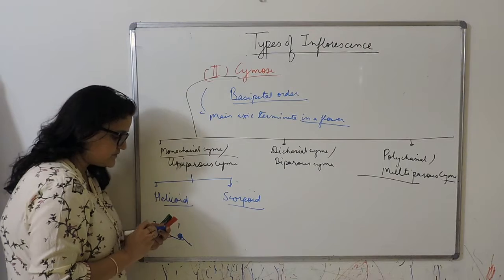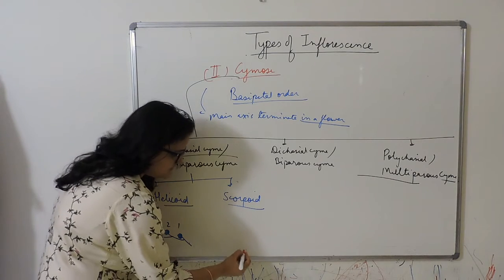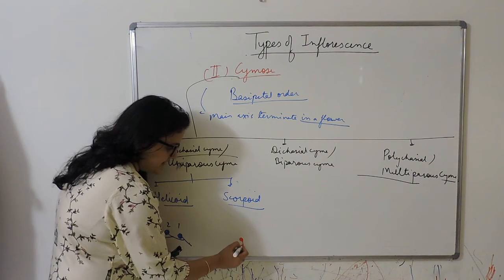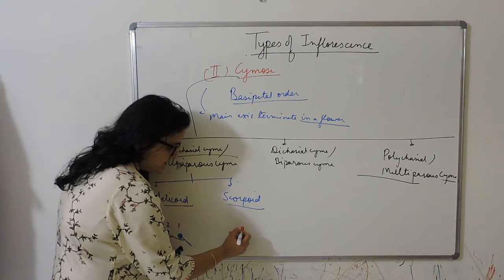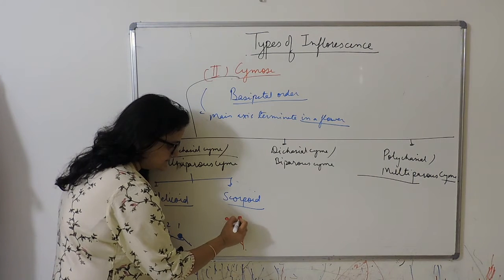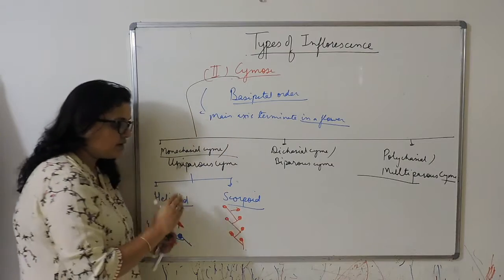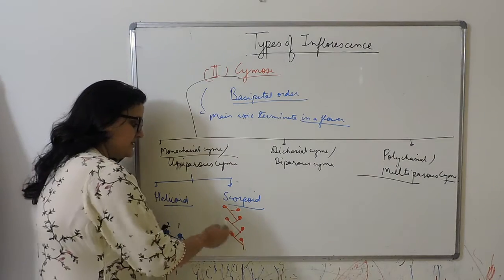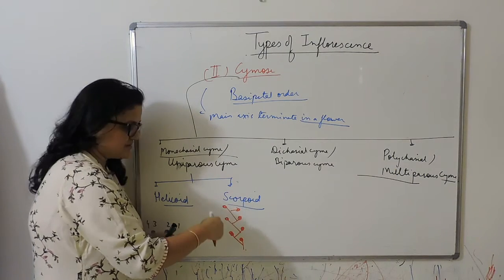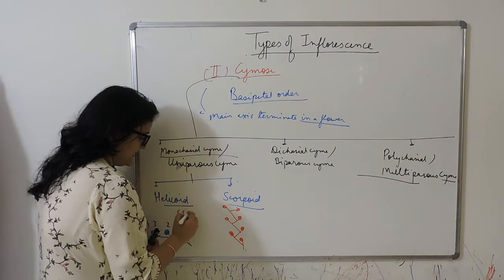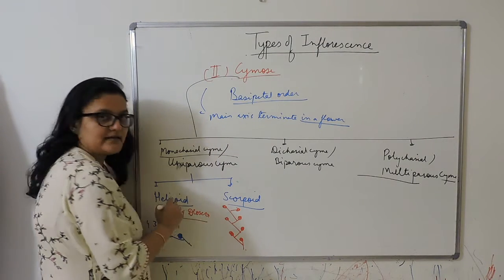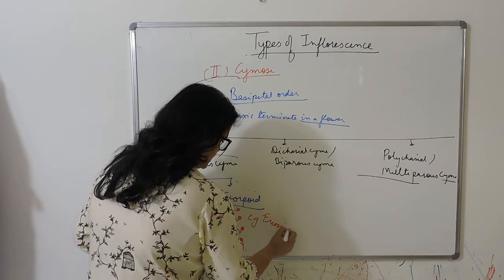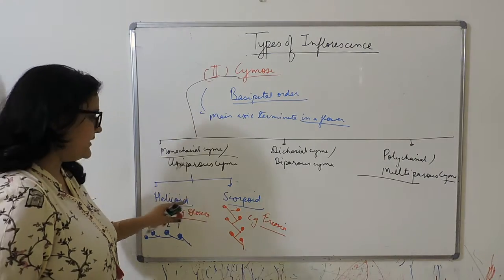But in the case of scorpioid, the main axis is converted into a flower, then lateral branches form again but on the opposite side. So the branches form first on the right, then left, right, left, like this. Examples: in helicoid, Drosera; in scorpioid, Freesia. So these are the examples of helicoid and scorpioid.